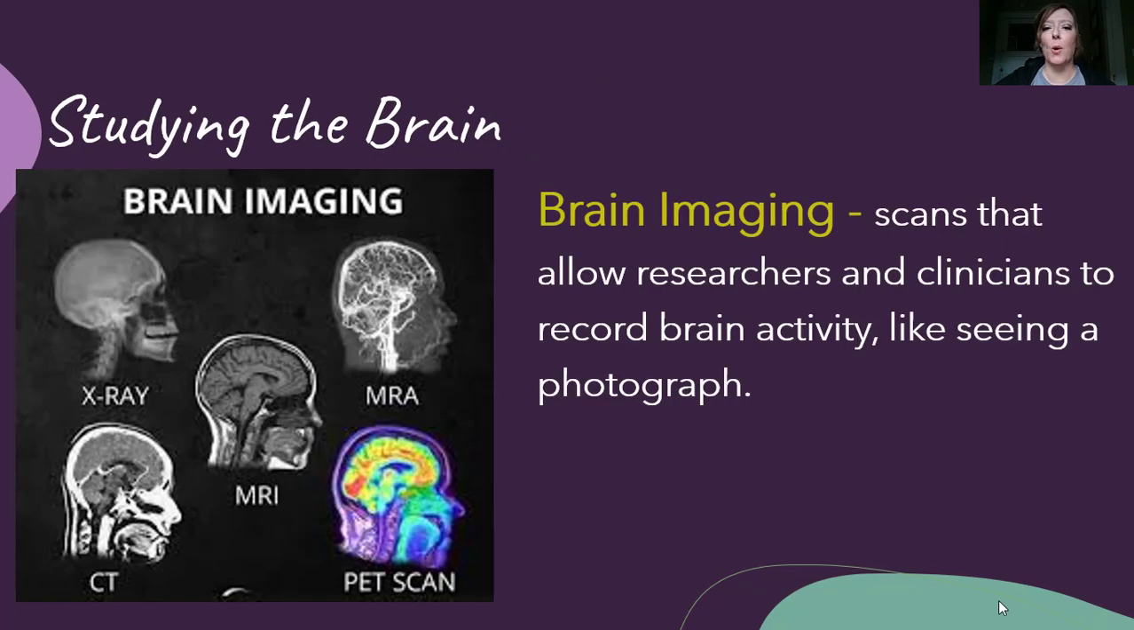We also study the brain through brain imaging, and I'm going to go through a couple of types of brain imaging. These are scans that allow researchers and clinicians to record brain activity, and what you end up with is something like a photograph, and it can be very informative. There are X-rays, there are MRAs, there are MRIs and functional MRIs, CT scans, and PET scans.